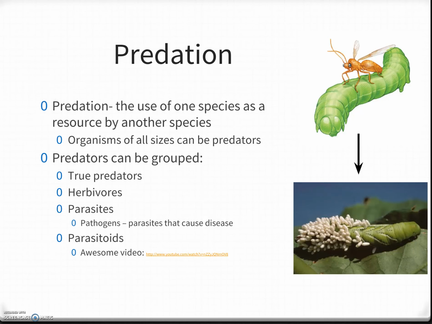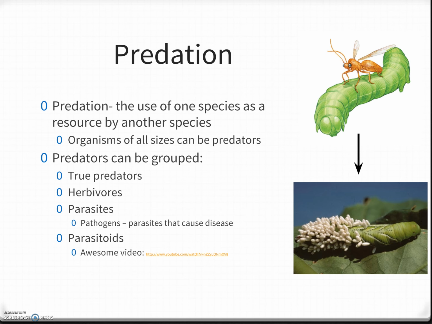And so now let's go back. We did competition and then we looked at some resource partitioning, and now we're going to go back and go through these species interactions. There's 5 of them. We did competition where we looked at the paramecium, and then we looked at some resource partitioning. Now we're going to go back and look at predation. So predation is one species is a resource for another one.